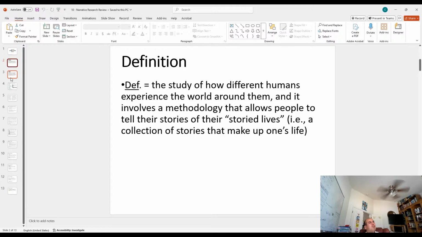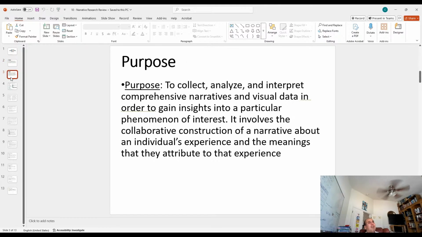That's narrative research here. The purpose is to collect, analyze, and interpret narratives and visual data in order to gain insight into a particular phenomenon of interest. It involves the collaborative construction of a narrative about an individual's experience and the meanings that they attribute to their experience. Maybe I can tell you a little bit about a study that I'm presently doing.